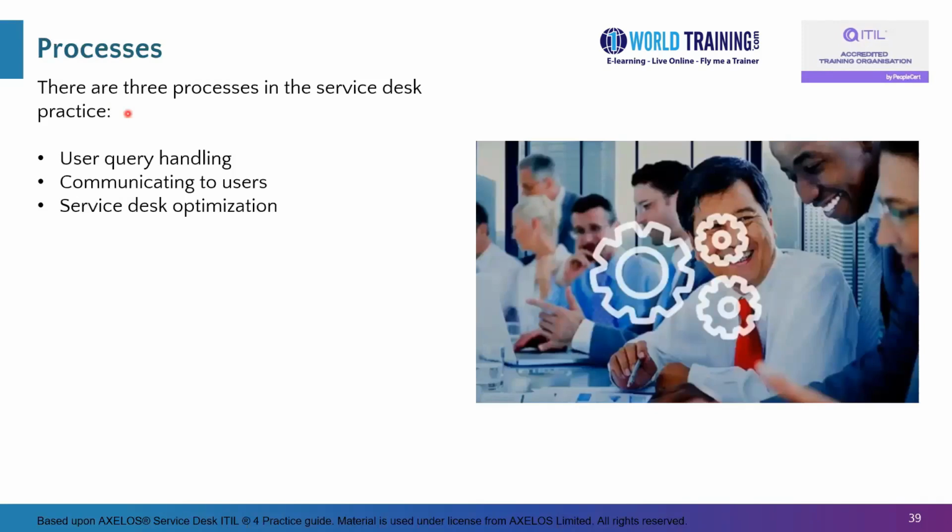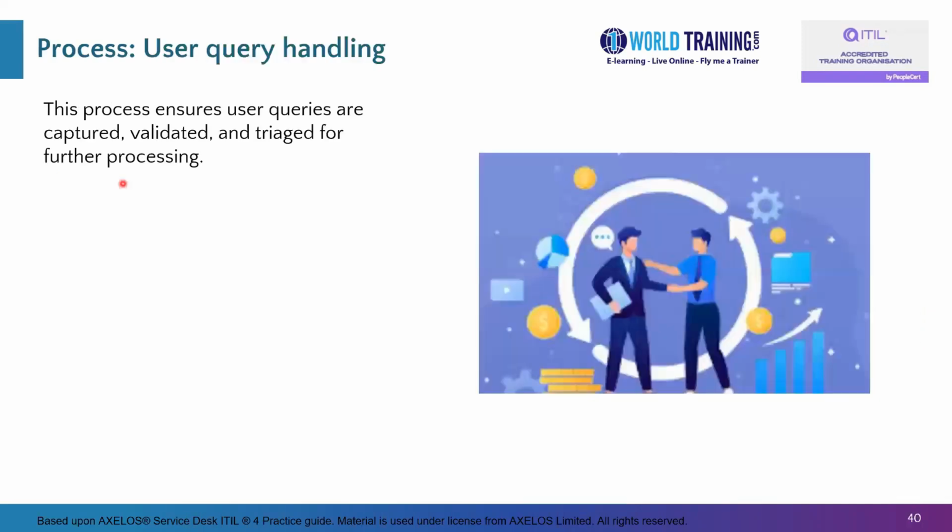There are 3 processes in the service desk practice. As we know, this is a communicative practice. Therefore, we have the user query handling, then communicating to users, and service desk optimization as the 3 processes here. The first one we will deal with is the user query handling process, in which it is ensured that the user queries are captured, validated, and triaged for further processing. Triage meaning categorized.